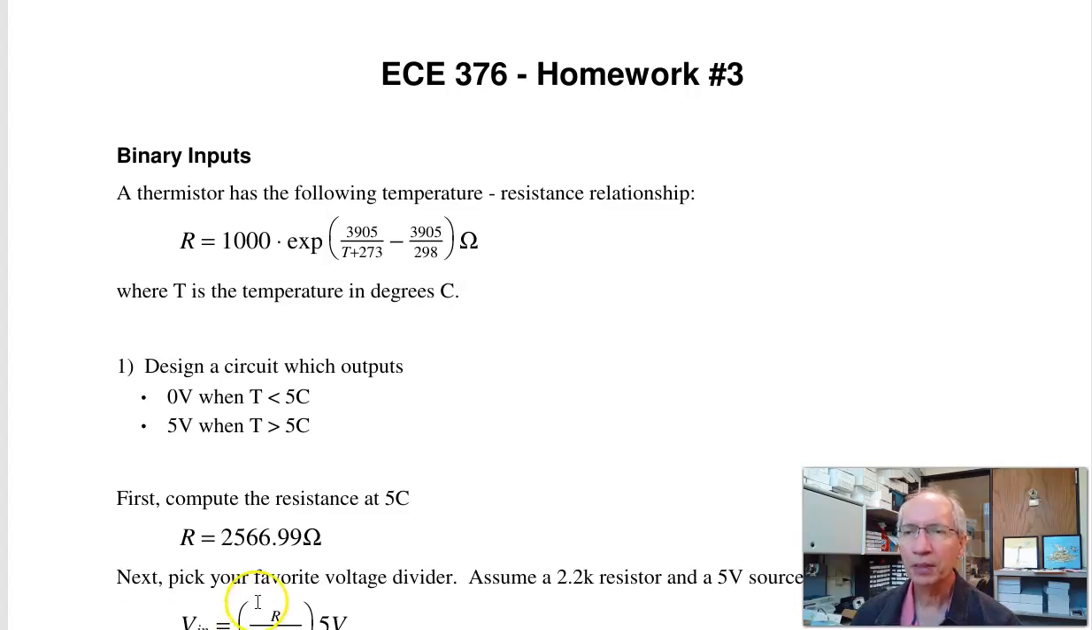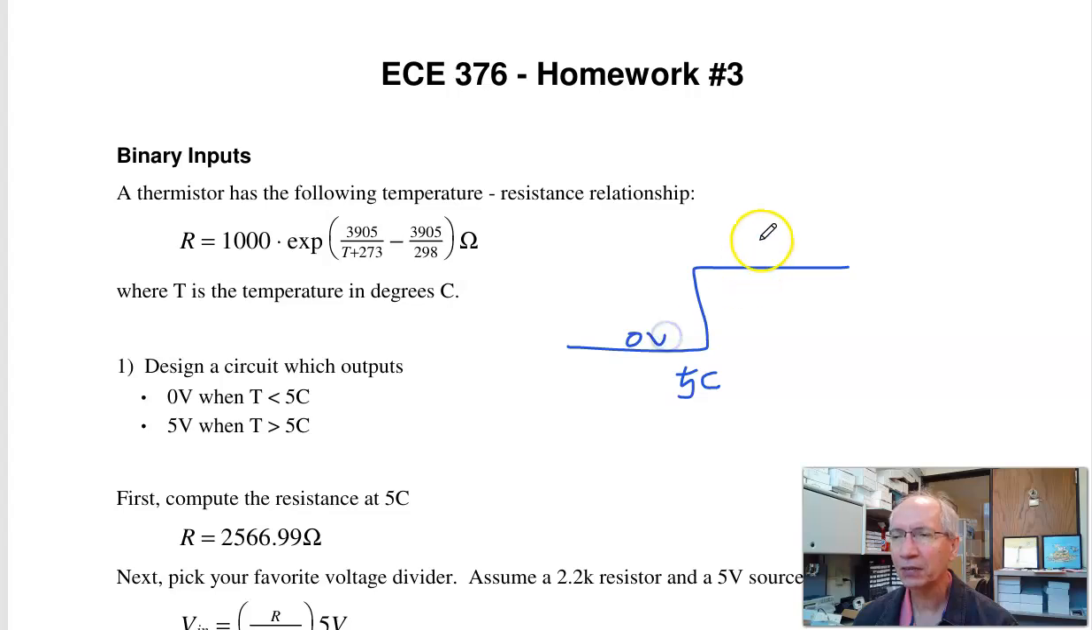The first problem is, suppose I have a thermistor. The resistance varies with temperature. Design a circuit that outputs 0 volts when the temperature is less than 5C and 5 volts when it's more than 5C. So I want a circuit that goes between 0 volts and 5 volts.